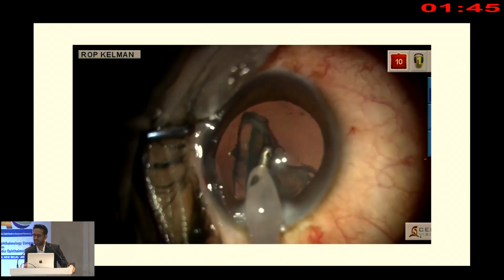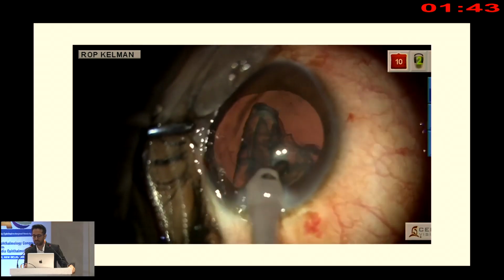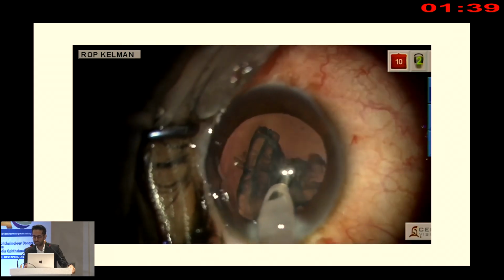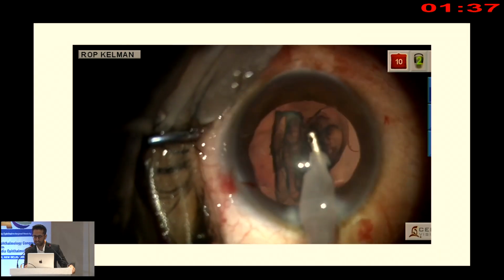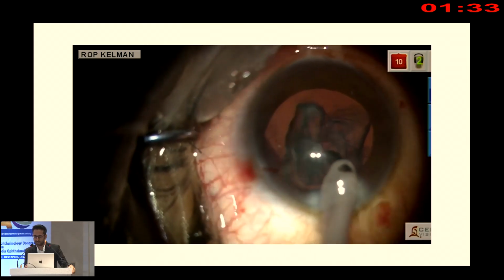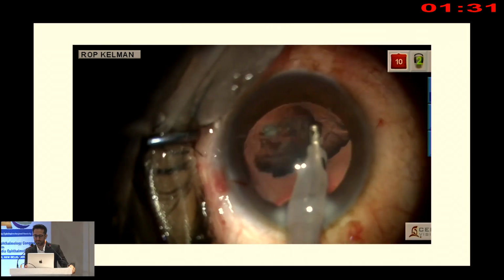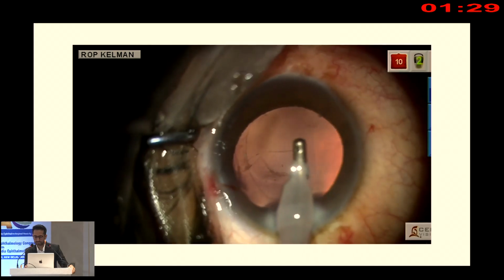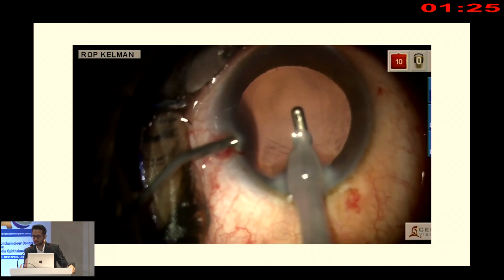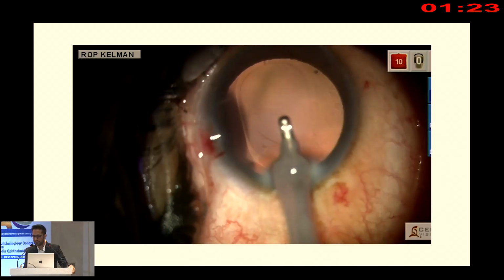It is aspirated softly, and always remember to use low phaco parameters and low IOP, because you don't want your posterior capsular defect to extend. And once it is dislodged from all the ends, it is aspirated quickly. Always remember to inject viscoelastic, and not to overinflate it. So you can see the posterior capsular defect.